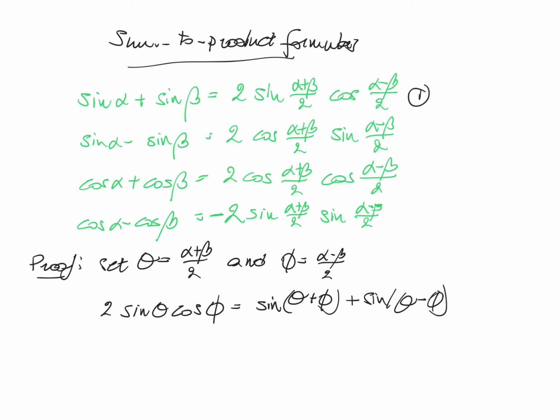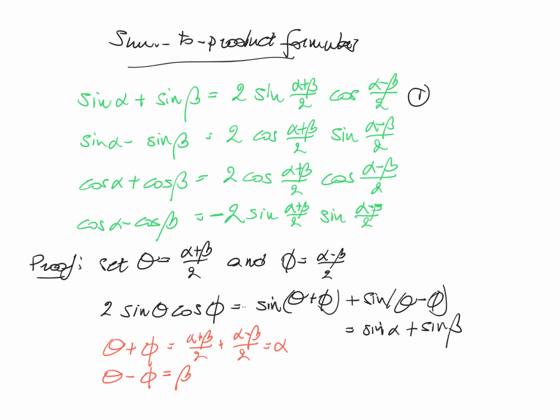If we look at theta and phi, theta plus phi is alpha plus beta over 2 plus alpha minus beta over 2. So it's 2 alpha over 2, or alpha. Similarly, theta minus phi will be equal to beta. And so this formula is just sine of alpha plus sine of beta, which is the left-hand side of expression 1. All the other formulas are similar, so you do similar reasoning. You start from the right-hand side and you obtain the left-hand side immediately from the product to sum formulas.